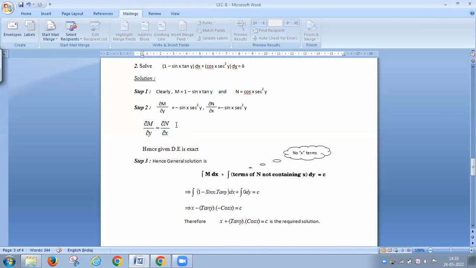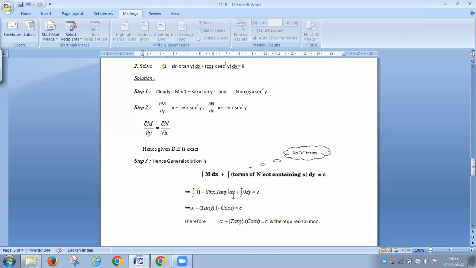Now consider this M, which is 1 minus sin x into tan y, integrated with respect to x. Now we have to consider the terms in N which are independent of x. There is only one term in N and it involves x, so there are no terms which are independent of x. So we have to consider 0. Integral 0 dy is nothing but 0.